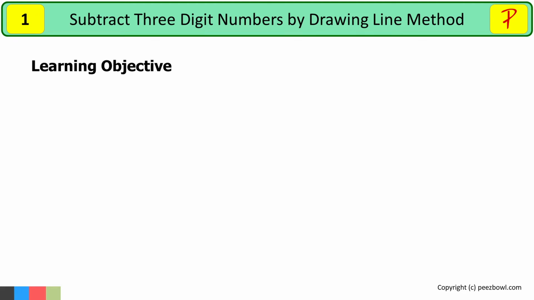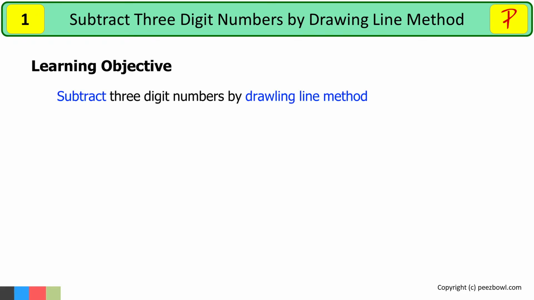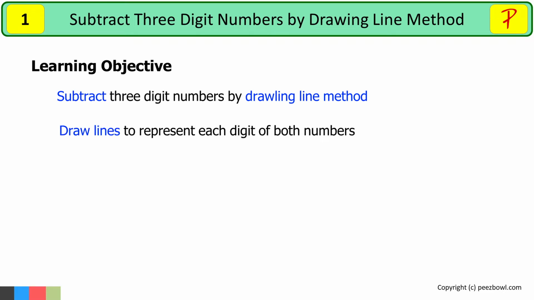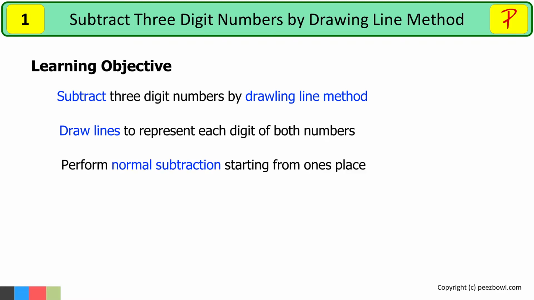Hi, in this video we will learn to subtract two numbers by the drawing lines method. In this method, we draw lines to represent each digit of both the numbers. Then we perform normal subtraction starting from ones place to hundreds place. Okay, let us understand this by an example.